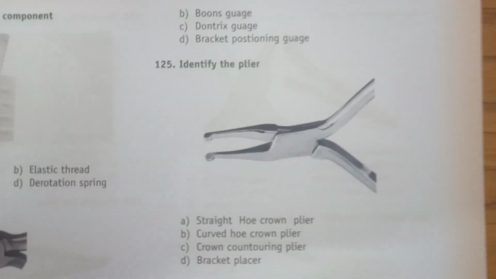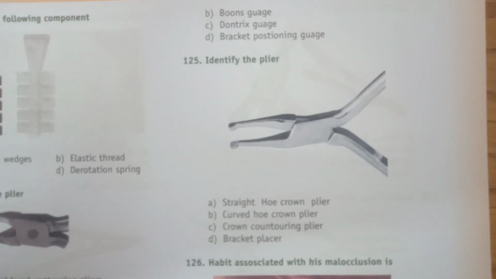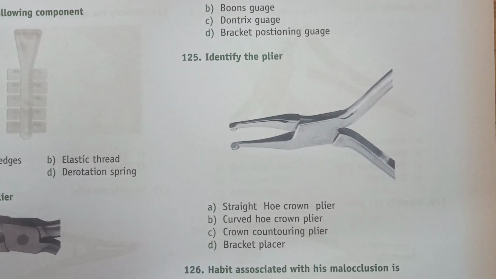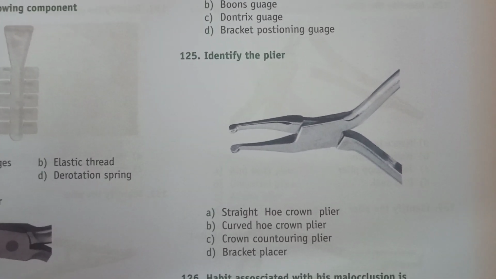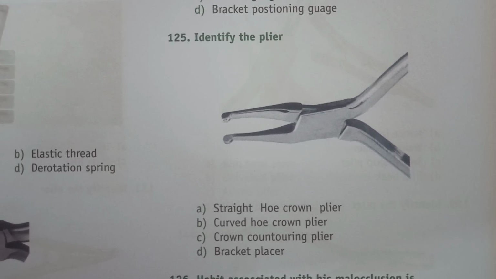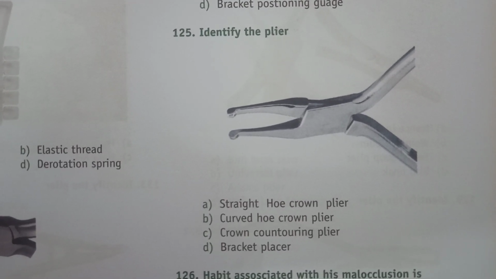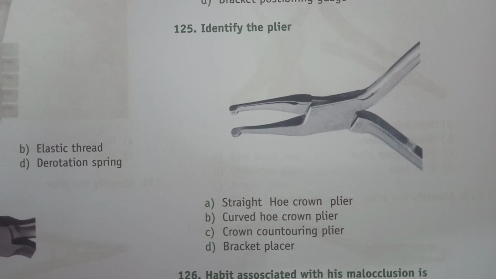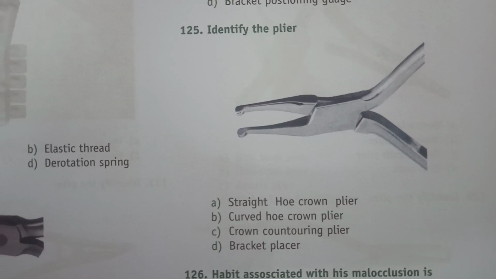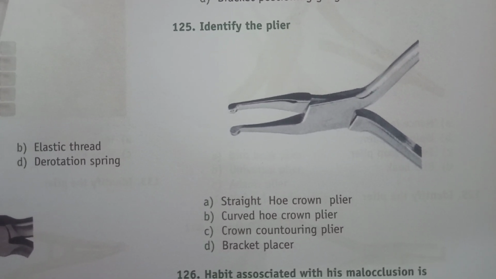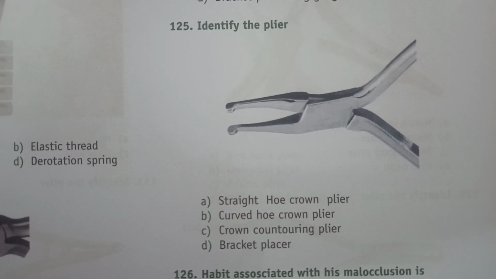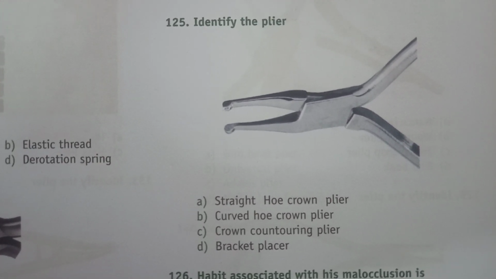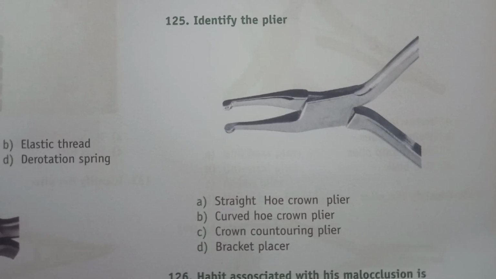Now the next question. Identify the plier. Is it straight hook crown plier, curved hook crown plier, crown contouring, bracket placer? The answer is A, straight hook crown plier.